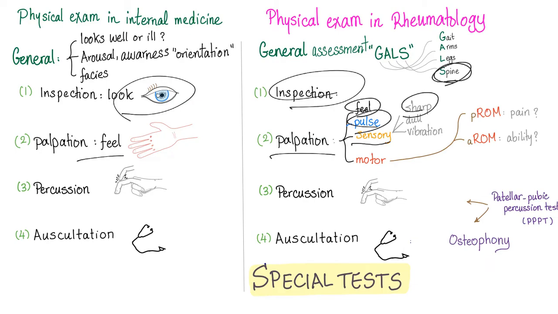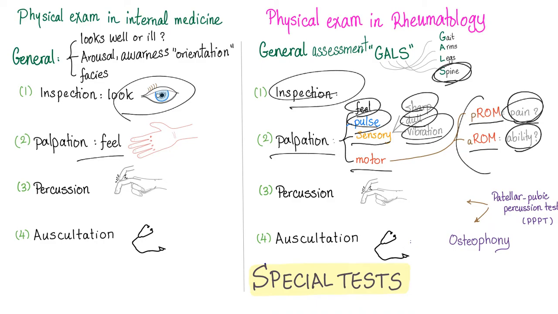Then sensory: sharp sensation, dull sensation, vibration sensation. Motor: we have passive range of motion. You may move the patient's arm up, down, in all directions. What are we looking for here? Pain, not the ability of the patient to perform the movement, because you are performing the movement yourself. It doesn't matter, we're looking for the pain. The other one is active range of motion. You ask the patient to move his or her arm. We are looking for the ability of the patient to perform the movement. Those are two distinct things.